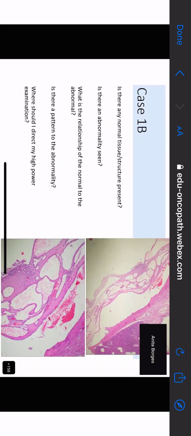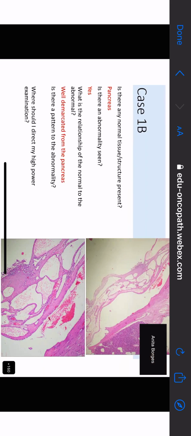Now come to case 1B. Is there any normal tissue structure present? Yes, ma'am. Normal tissue is present. What is that? Ma'am, the normal pancreatic acinar cells. Acinar cells. It's the pancreas, okay? Is there an abnormality that is present? Yes, ma'am. Very good. What is the relationship of the normal to the abnormal? Ma'am, it is present as cystically dilated spaces.